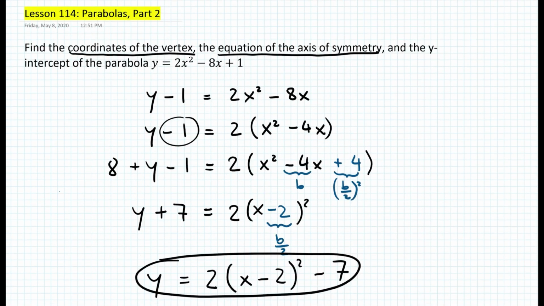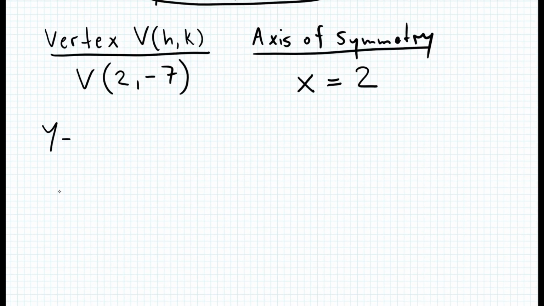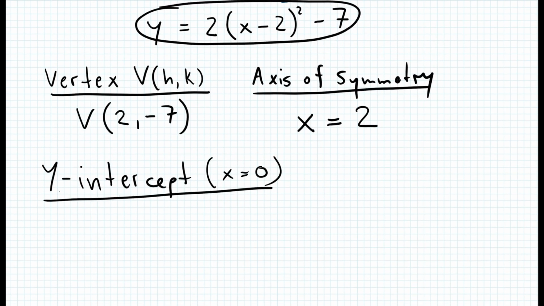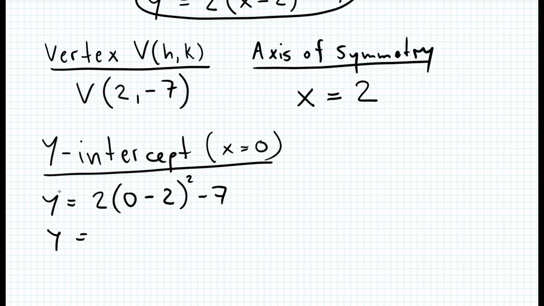And also we want to find the y-intercept. So let's write this in. So again, the y-intercept occurs when x is equal to 0. So all we need to do here is take the original equation and substitute the x with the 0. So here we write 0 minus 2 squared minus 7. So here we have y is equal to, now negative 2 squared, you actually end up with 4. So it's 2 times 4 minus 7. Therefore, we have a y value equal to 1.